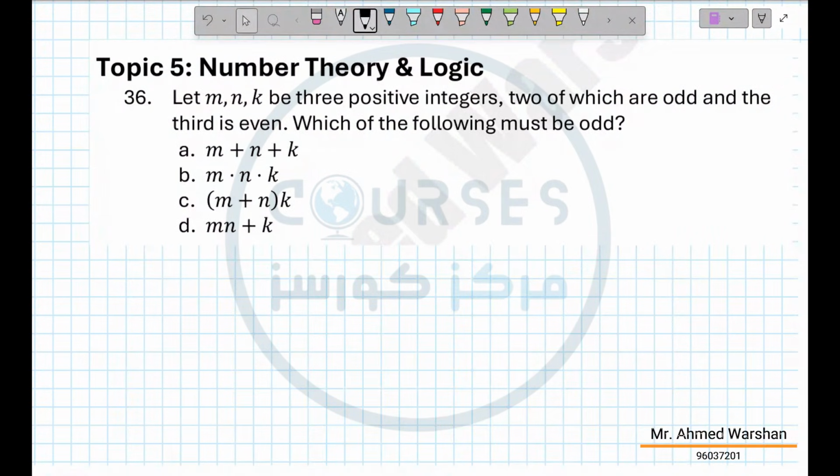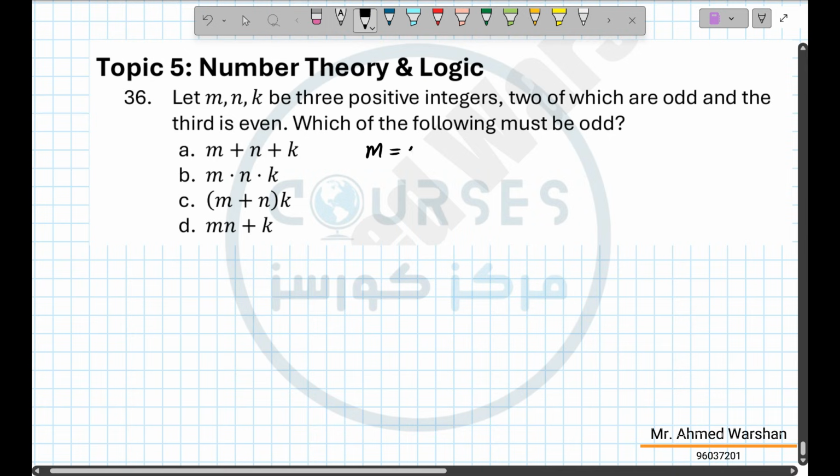The last part for today would be number theory. Let m, n, and k be 3 positive integers, 2 of which are odd and the third is even. Which of the following must be odd? Okay, so we know that m, n, and k are 3 positive integers, 2 of them are odd, and the third is even. So choose 2 odd numbers, and the third one would be even.